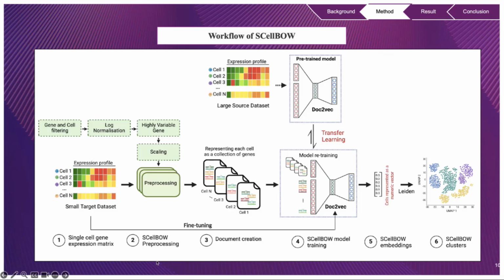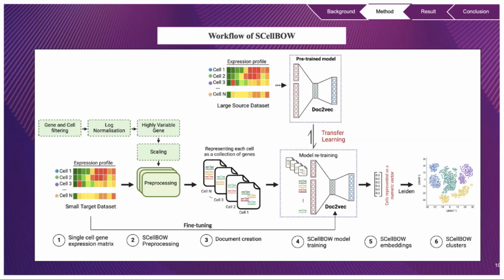Once I take the data set, I'm doing different layers of filtration. First is the gene and cell filtering. In this step, I'm removing the genes which are not expressed above a certain threshold, and I'm also removing the spurious or contaminated cells which are not giving any kind of result. The next step is log normalization, once I'm done with the gene and cell filtering. And then I take the highly variable genes from there.